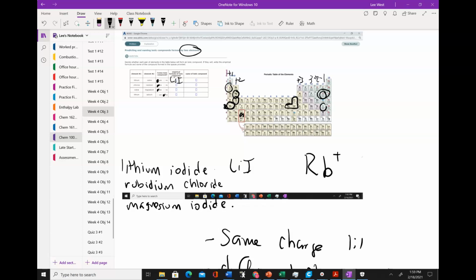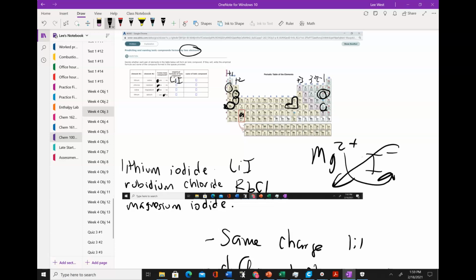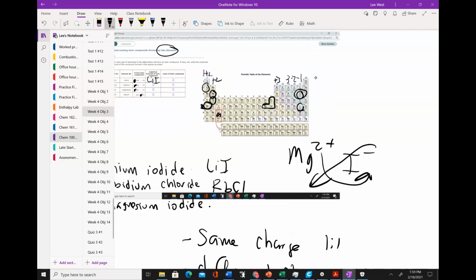Rubidium is in Group 1A, so it is +1. Chlorine is in Group 7A, so it is -1. So again, they're just going to combine 1 to 1 because they have equal and opposite charges, RbCl. Magnesium's in Group 2A, which means that it has a +2 charge. And iodine is still in Group 7A, which means it has a -1. So in this case, they don't have equal and opposite charges, so we're going to be doing crossover. So we need 2 iodines and 1 magnesium, so it's going to be MgI2.